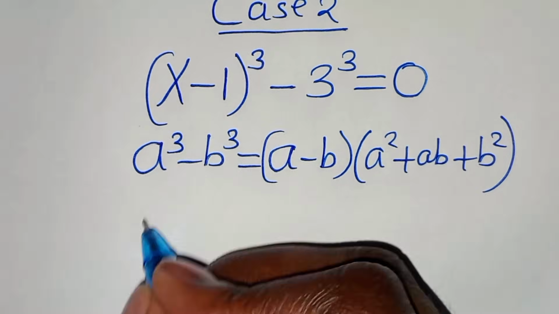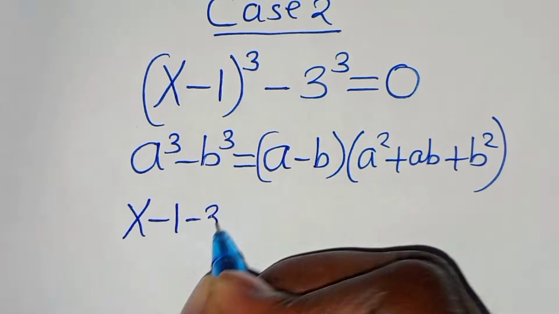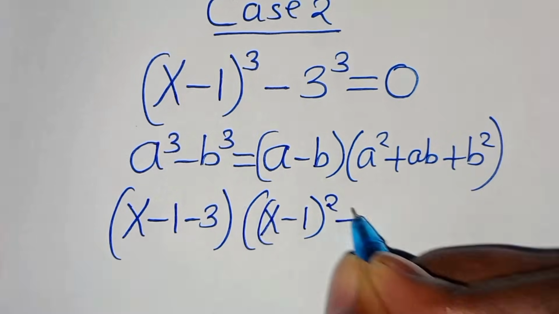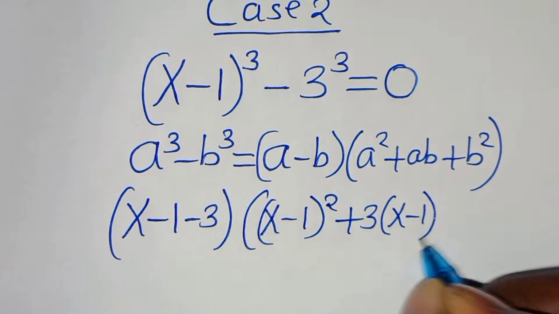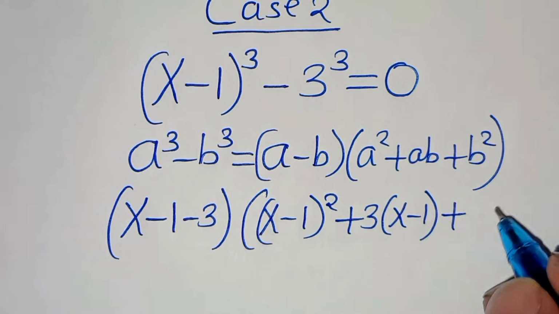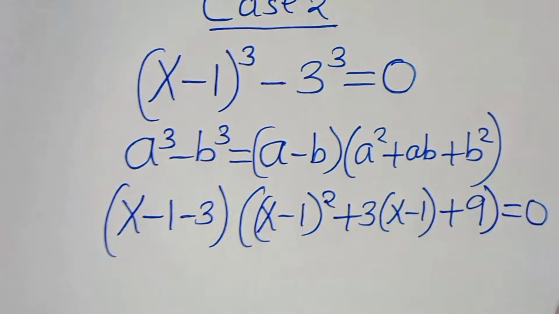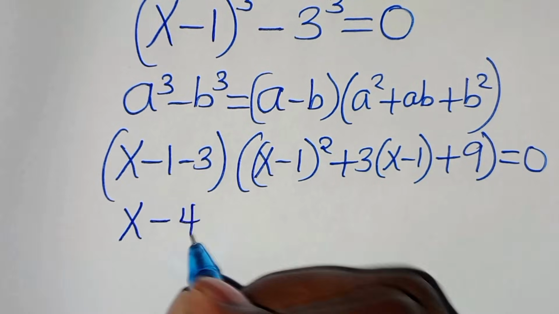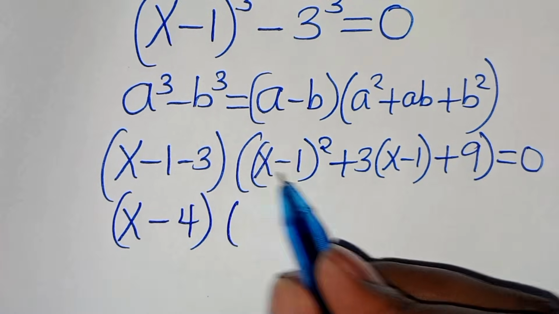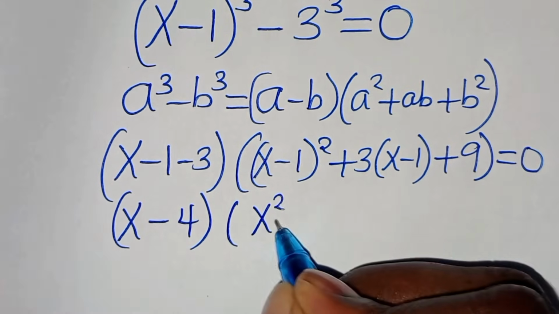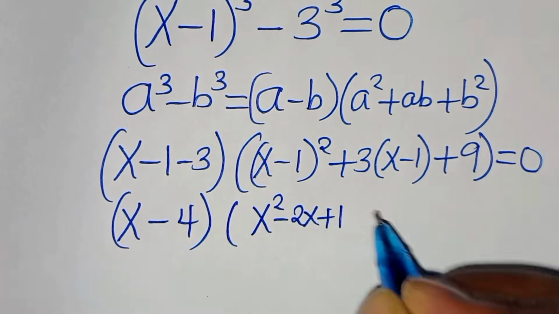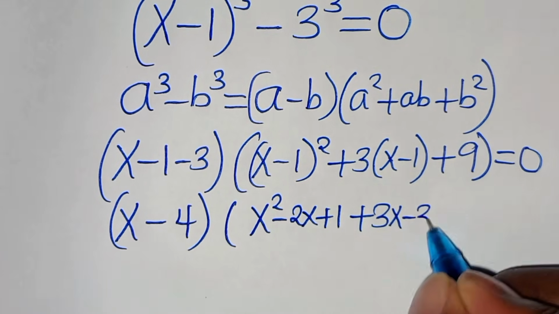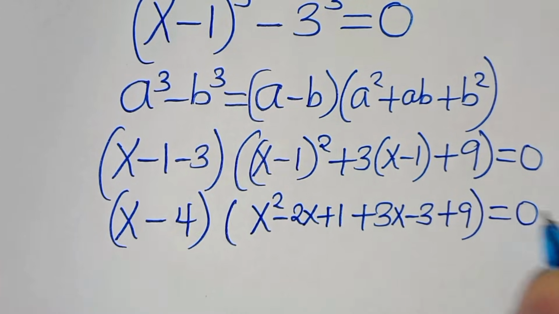Now we have x minus 1 minus 3, then x minus 1 to the power of 2, then plus 3 multiplied by x minus 1, then plus 3 to the power of 2, which is 9, equal to 0. So this is x minus 1 minus 3, this is minus 4. Then x minus 1 to the power of 2 is x squared minus 2x plus 1. Then plus 3 times x, this is 3x. 3 times minus 1 is minus 3. Then plus 9, equal to 0.